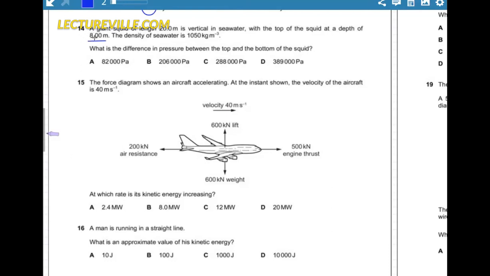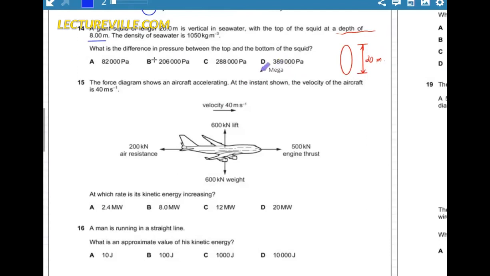So simply you need a pressure difference. For example, let me make a diagram of this squid. Let's say this is a squid. This is the top, this is the bottom. This height is 20 meter. So it doesn't matter where the top is. We need the pressure at the top and the pressure at the bottom and their difference. And it will be rho g h.